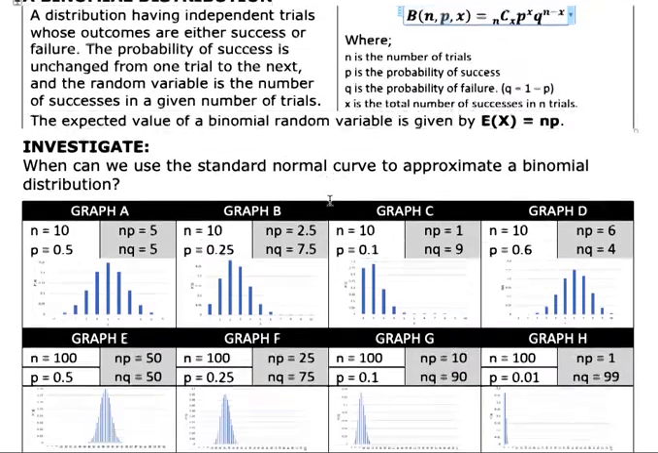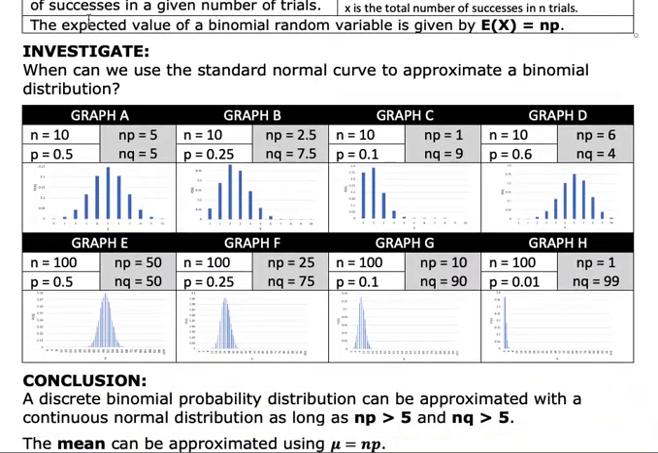That being said, the expected value of a binomial random variable is given by this formula. The expected value of x is equal to n times p, the number of trials times p, the probability of success. And that'll tell you what the average outcome is from an experiment with n trials.